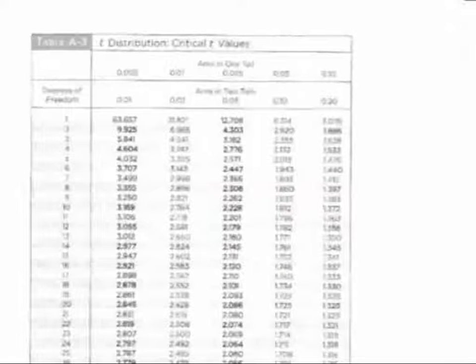Let's take a look at our t-distribution chart. If you need a copy of this, you can find one in the modules section under Canvas. Notice these first two rows: we have area in one tail and area in two tails. For this section, we're mainly going to be concerned with the area in two tails.